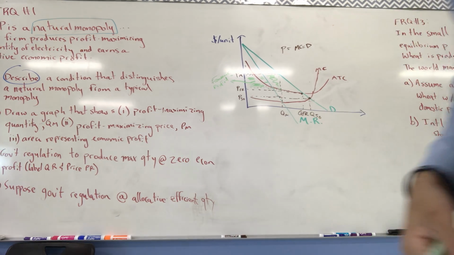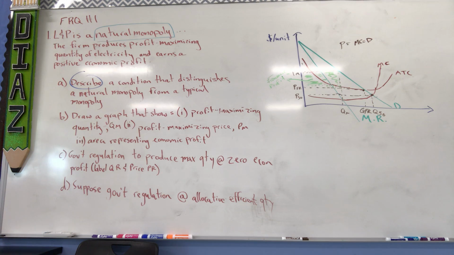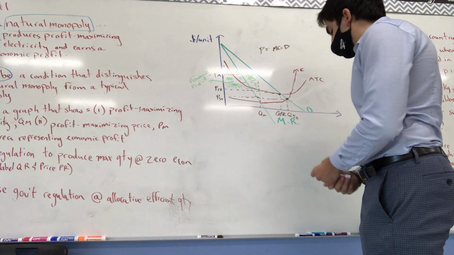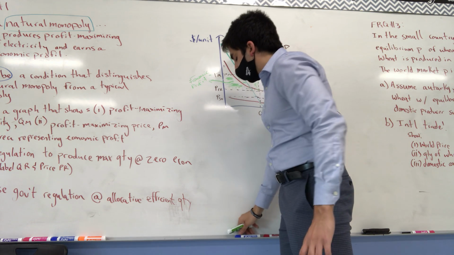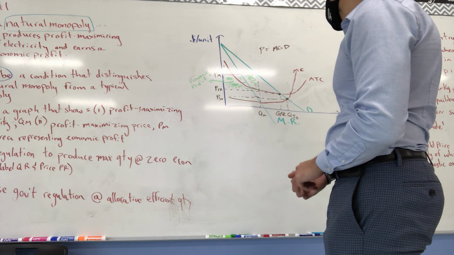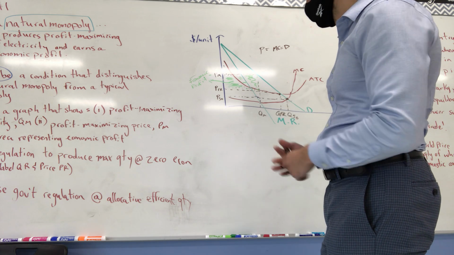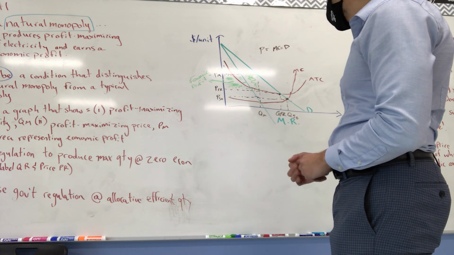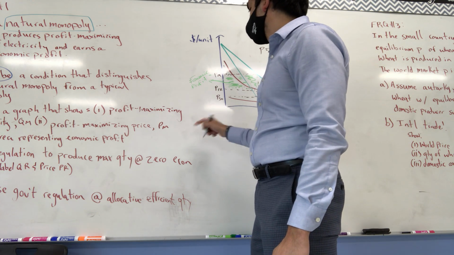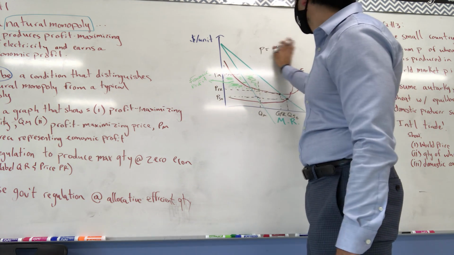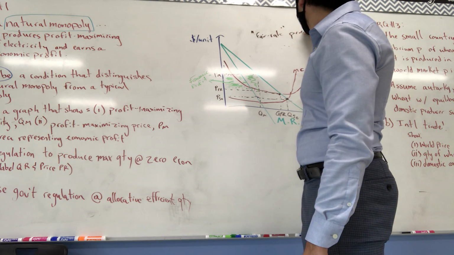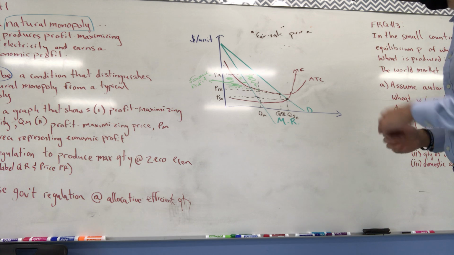And then part C of this question asks you about government regulation to produce the max quantity at zero economic profit, label QR and price PR. So the government can institute a price ceiling on monopolists, and we said that price ceilings, unlike in the perfectly competitive model, in the monopoly model can potentially expand output and increase social surplus. They can help us arrive at more desirable outcomes. And so I'm going to label this PFR. Well, it says label it PR, but PFR to reflect this idea of fair rate price.